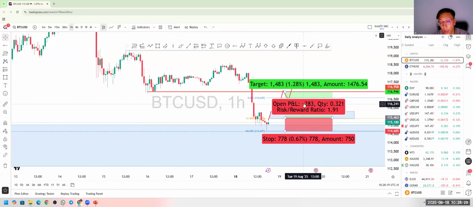Okay. So I get about 1:1.9. Then I'll shift my stop loss to break even. Close a little bit, then shift my stop loss to break even. Yeah, so this is what I'm looking at.